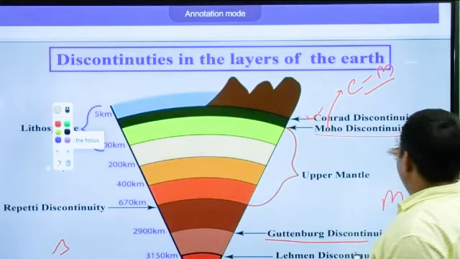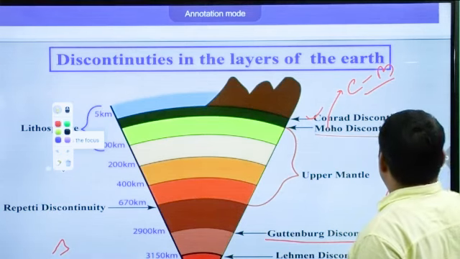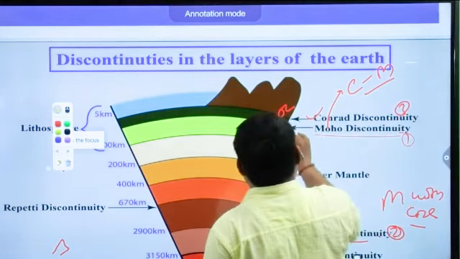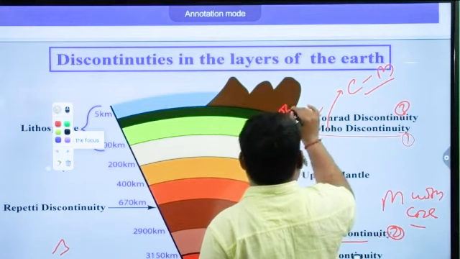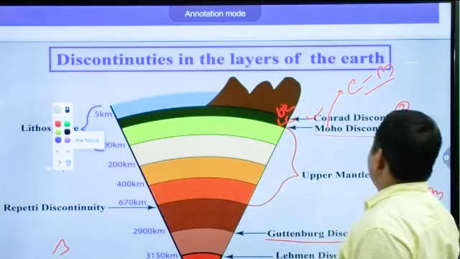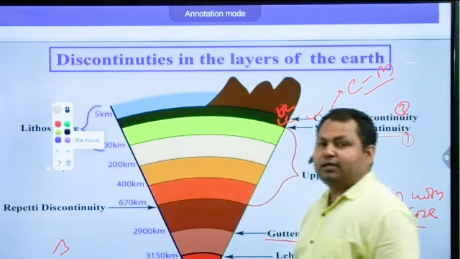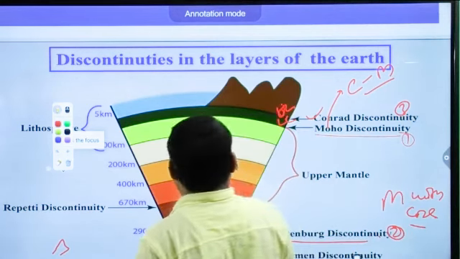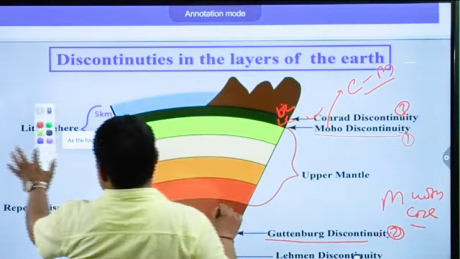And the next is the Conrad discontinuity. This is the third. It separates the upper crust from the lower crust. Conrad discontinuity separates the upper crust from the lower crust.